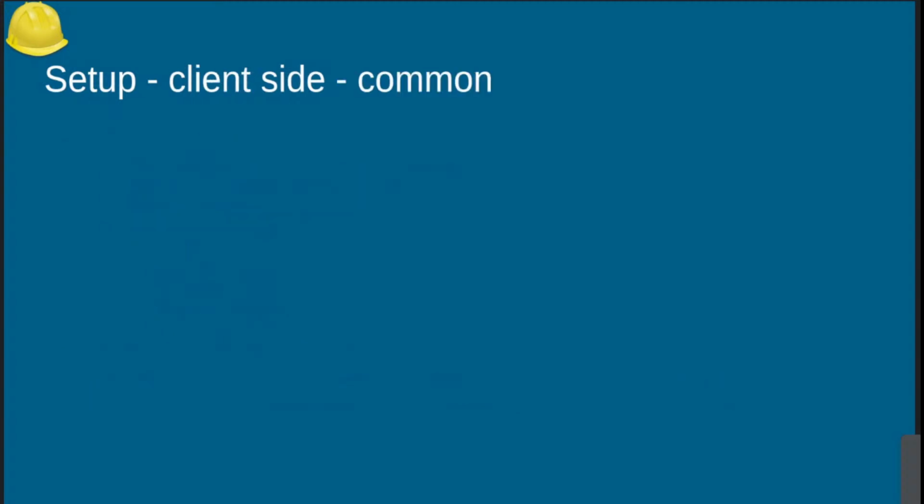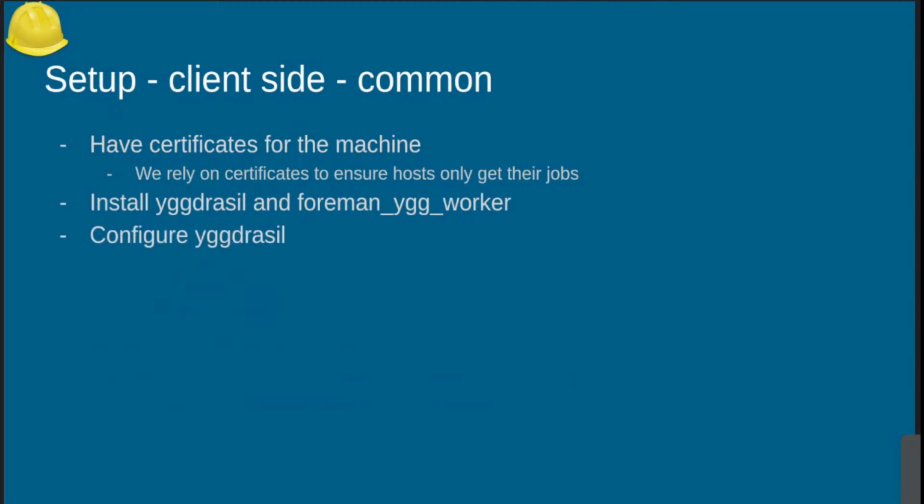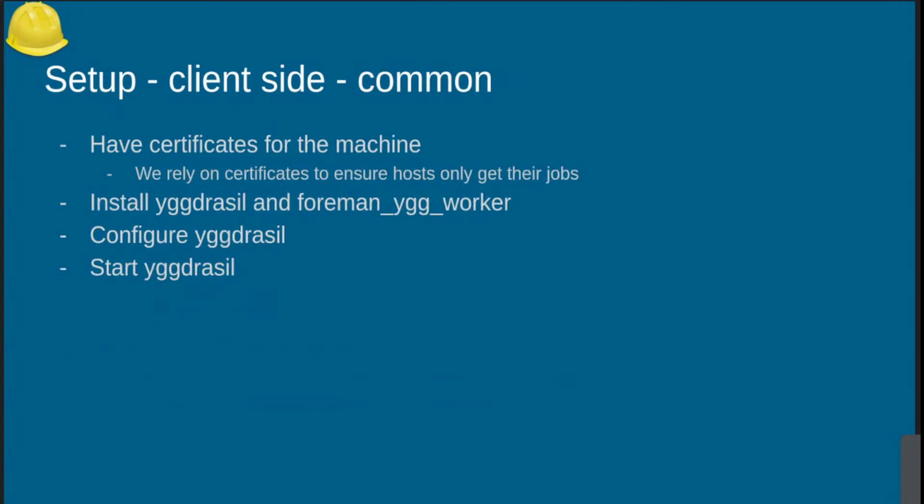Now, the last bit that remains to be configured is the client, of course, where in general, we have to have certificates for the machine. We rely on certificates to ensure that hosts are only able to pick up the jobs that belong to them and so on. So it's a security kind of thing. There is currently no way to run it without certificates. So you really do need them. Then you need to install Yggdrasil and our worker. You need to configure Yggdrasil and you need to start it. That's the general flow.